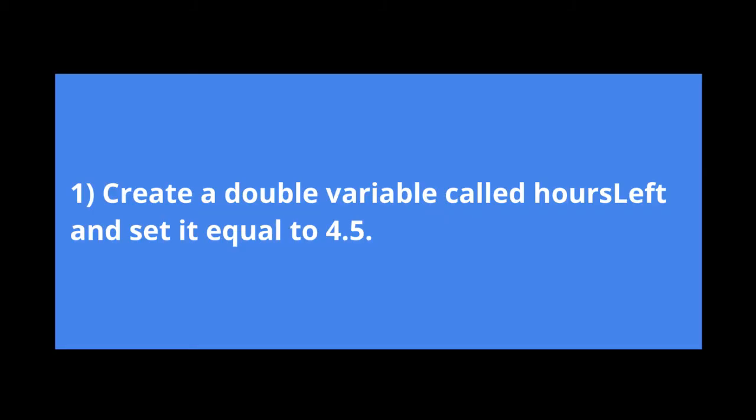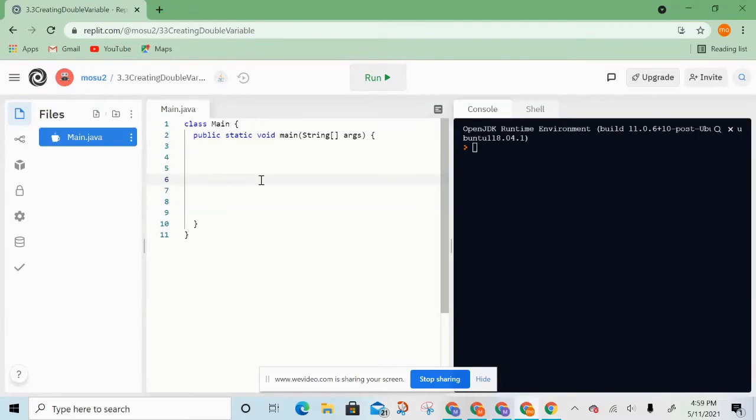To conclude this video, we're just going to go over some review questions, so make sure you have a new REPL out so that you can write down the answers. Number 1, create a double variable called hours left and set it equal to 4.5. Pause the video really quick and do this in REPL. So to create our double variable called hours left set equal to 4.5, we're going to write double hoursLeft equals 4.5. So here we have the type of variable this is, so this is a double. Right here is our name, equals sign, and then the value that it is equal to.